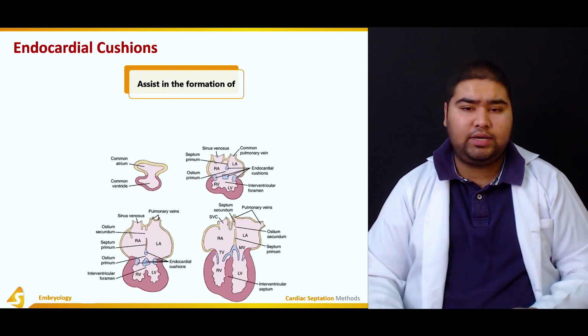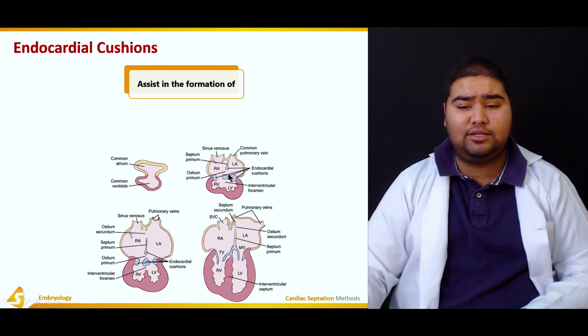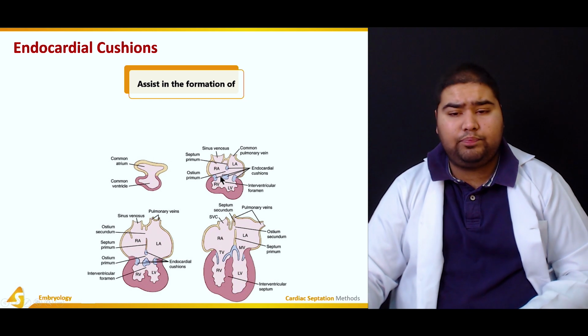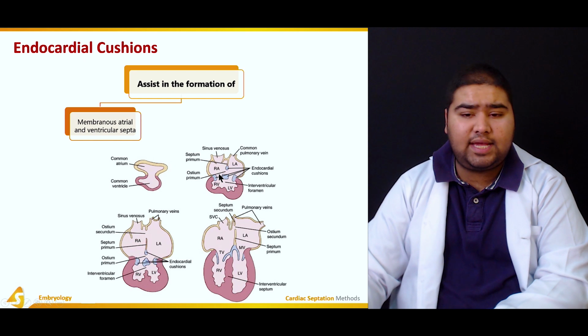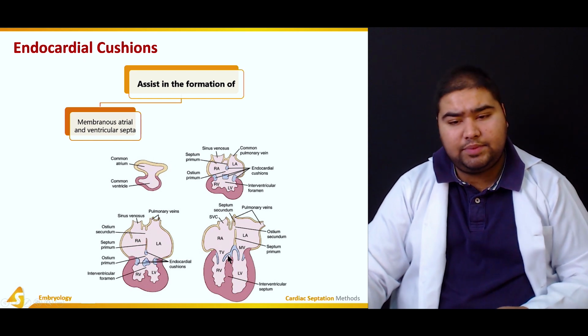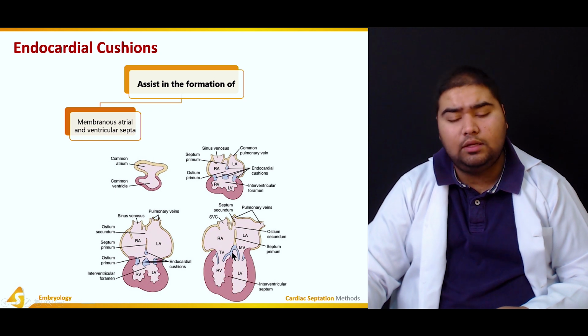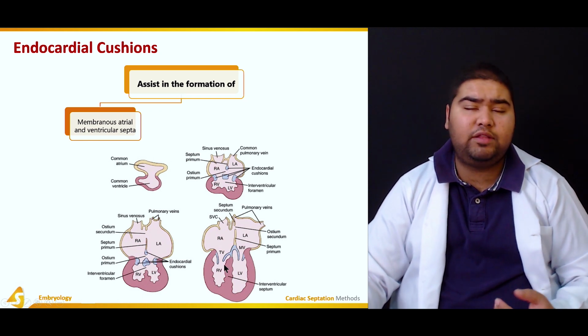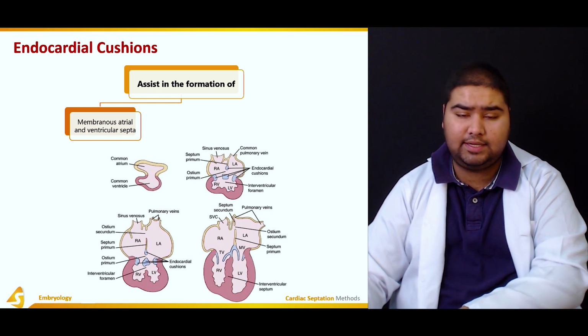So let's talk about endocardial cushions. So these are the endocardial cushions. This is the central endocardial cushion. They help in the formation of membranous atrial and ventricular septa. This is the atrial septum, and this is the membranous part of the ventricular septum. So they help in the formation of the membranous part of the atrial as well as the ventricular septum.